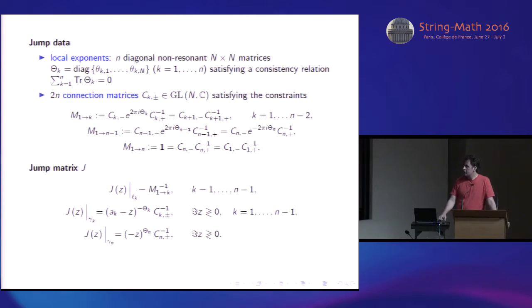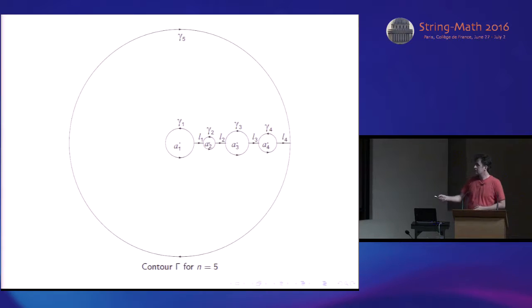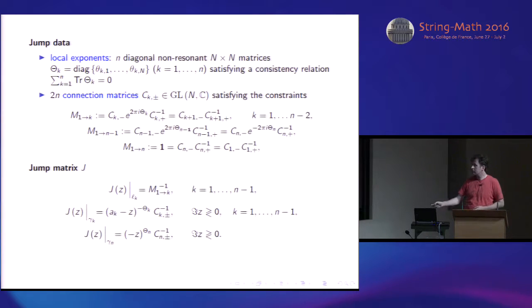Okay, and then the jump matrix is defined by these formulas. So I have a pointer. Right. So the jump matrix is defined by these formulas. So basically, what do we have? We have constant jumps here on the segments. And we have some simple power-like jumps on the circle.